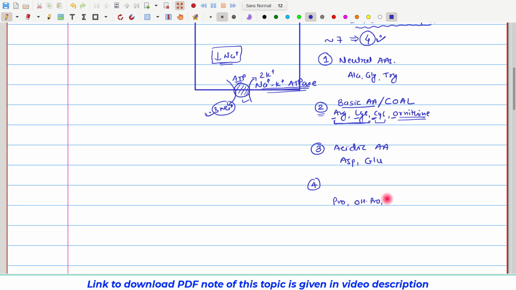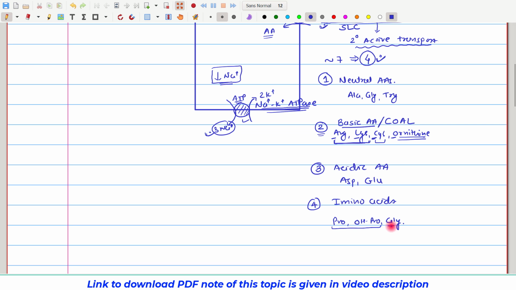hydroxyproline and glycine, right? And as we can see, proline and hydroxyproline both are amino acids. So, this is specific for amino acids. Now, as you can see, glycine is transported by this amino acid transporter as well as the neutral amino acid transporter. So, any single amino acid can be transported by multiple transport mechanisms, and each transporter has multiple amino acids. So, a set of amino acids is there.